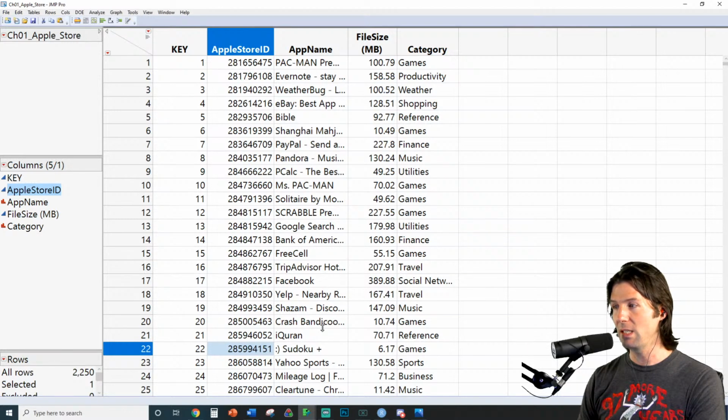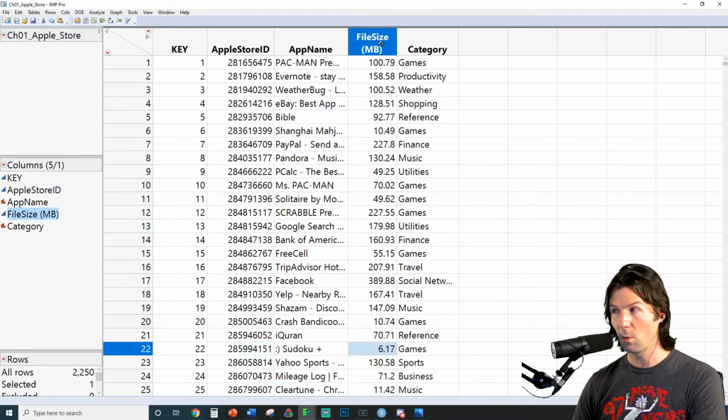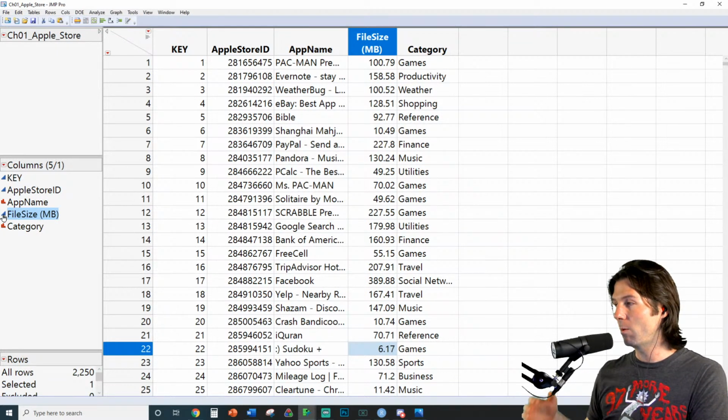Well, there's an Apple Store ID, so it doesn't matter if this repeats. We've got the file size. Is this quantitative? You bet. There's the blue right there in JMP showing us it's quantitative. And when we think about this, it's how much is this file size?